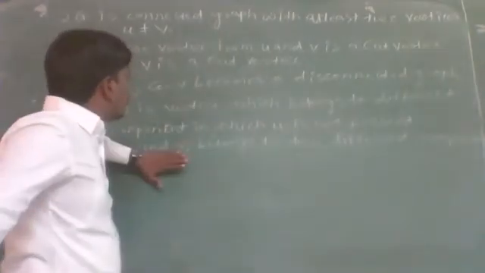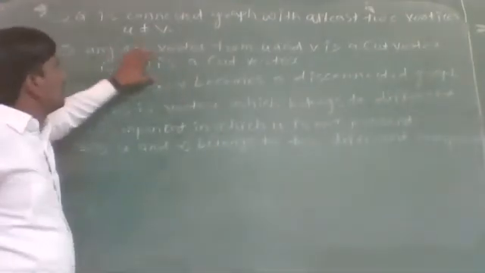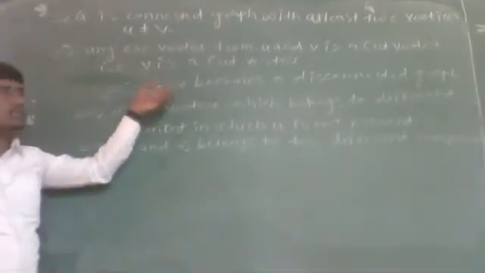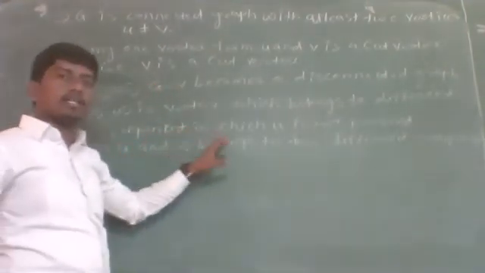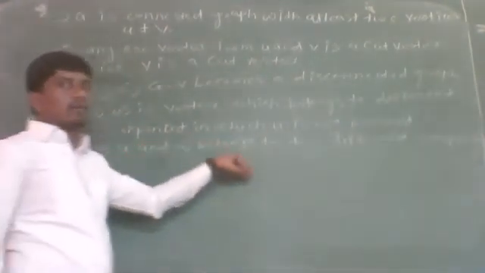As U and W belong to two different components, there is no path from vertex U to vertex W, and this is due to our vertex V, which is a cut vertex. Since if V is not a cut vertex, then G is a connected graph, and there is a path from each vertex of graph G to another vertex. But if we remove vertex V from graph G, then vertices U and W belong to two different components. So there is no path from vertex U to vertex W.